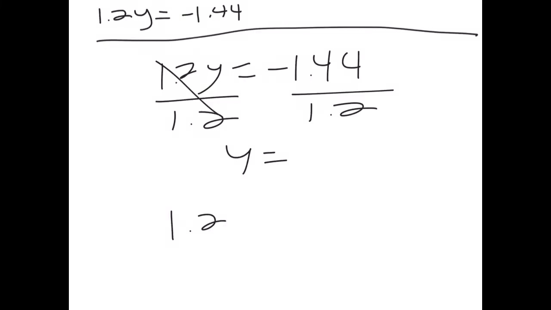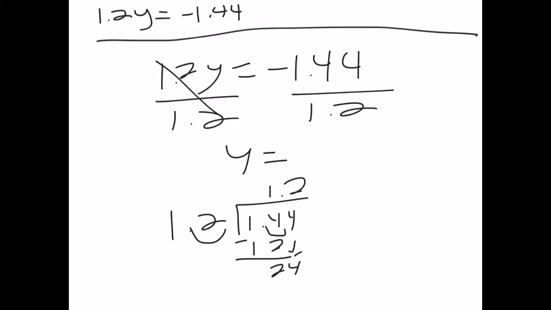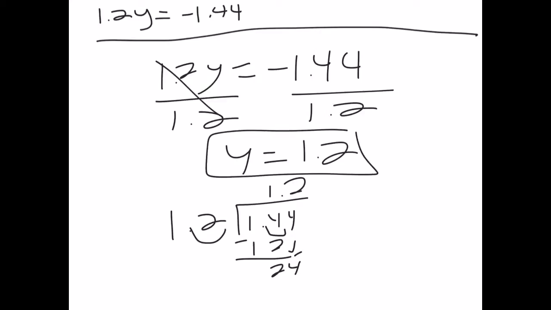It's 1.2 and 1.44. Bring the decimal out, bring this over. Decimal goes there. 12 goes into 14 once. 12. That's 2 and 4, and that's 2. So your answer is 1.2. And this would be negative.